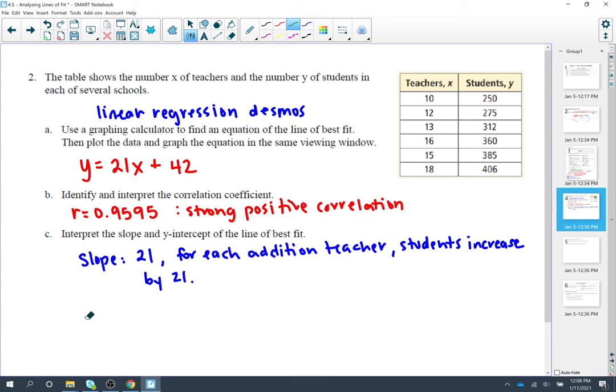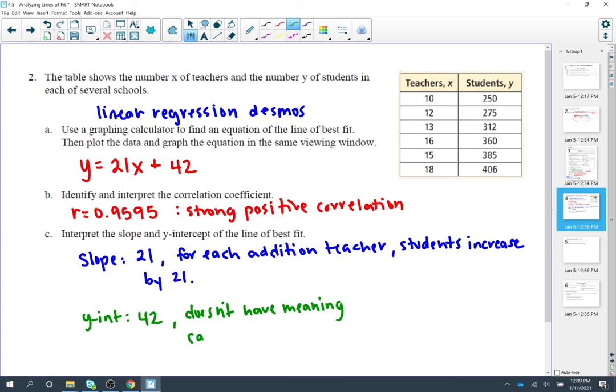And then we've got our y-intercept, which is 42. Now, that's 42 teachers, or I'm sorry, students for 0 teachers, because this is your y-intercept. Does it make sense that you can have 42 students with 0 teachers? I mean, the students might be okay with that, but I don't think the teachers are going to be okay with that. So this doesn't have meaning. So in the context of this problem, this doesn't have meaning.